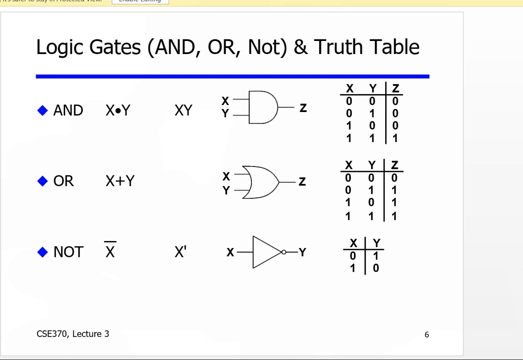Once we have an AND operation, x dot y, we need to use an AND gate, and we will have an AND truth table. In an AND gate, once one of the inputs is 0, the output will be 0. In an OR gate, when one of the inputs is 1, the output will be 1. And the NOT gate is just a complement: once we have a 0, the output will be 1, and when we have an input of 1, the output will be 0.